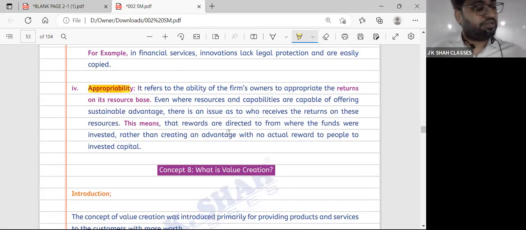Appropriability. Ability of the firm's owner to appropriate the returns on its resource base. How quickly can we return the money to the investor? If we are able to return the money, yes, because you are profitable. You all understood this.